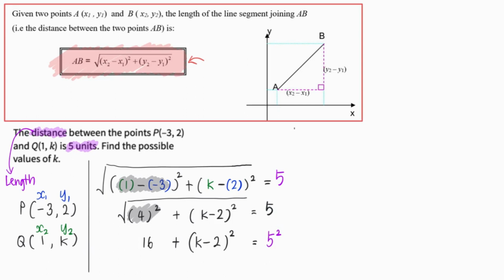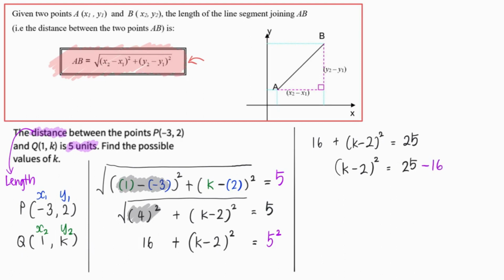And after which I will be able to continue to solve for this fairly quickly. So 16 plus k minus 2 bracket squared is equal to 5 squared, which is 25. So I'm going to minus 16 on both sides, such that there's no more 16 on my left hand side of this equation. 25 minus 16 is 9.